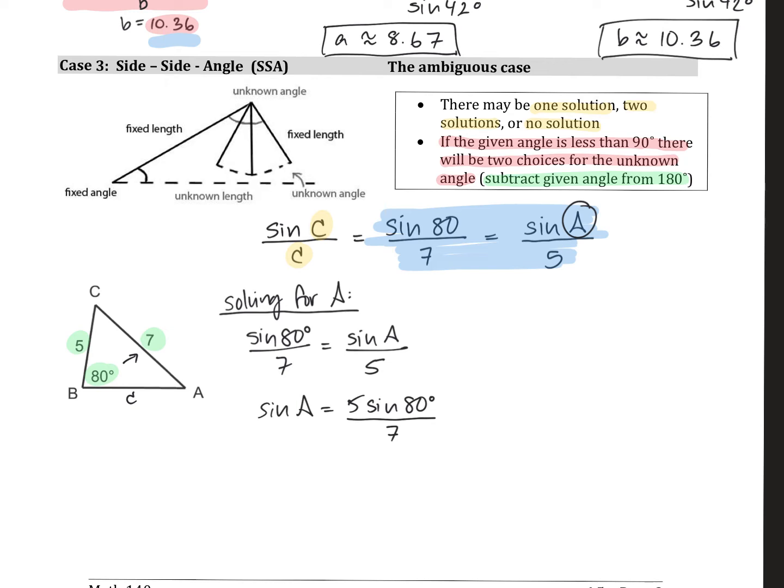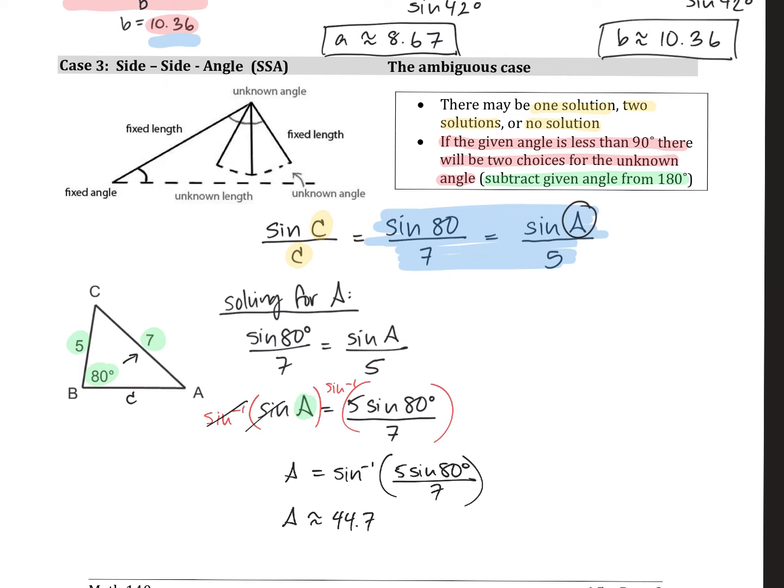Oh, darn. Where is our variable? It's inside sine. So how do we get it out of sine? Well, this is where our inverse comes into play. So I'll go ahead and take sine inverse of both sides. Inverses cancel, and we are left with A equals sine inverse of 5 sine of 80 degrees divided by 7. Plugging that into the calculator, we get A is approximately 44.7.